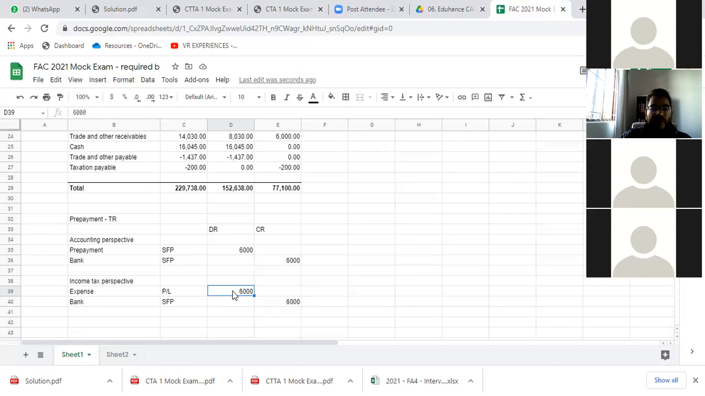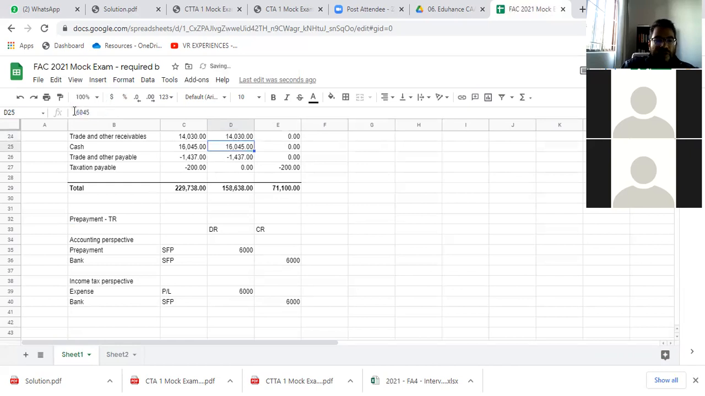I'm assuming from your income tax perspective as well, you can only claim a prepayment once you incur the expense. You haven't incurred the expense, so therefore you can't claim the expense. As a result, you should not have reduced the trade receivables from a SARS perspective. The trade receivables from a SARS perspective must also include the 6,000. So from a SARS perspective, it must also be 14,030, and as a result, there's no tax consequence.